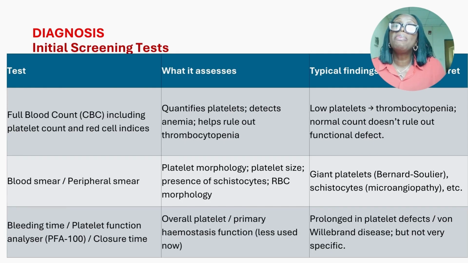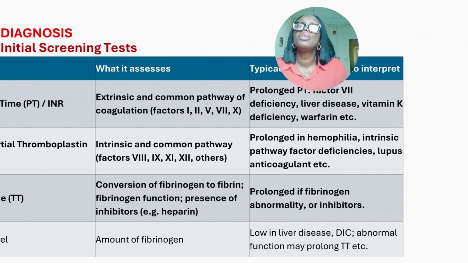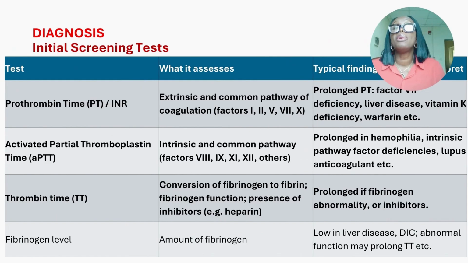Now we have bleeding time test, like I said earlier, that helps us to assess blood function. And then prothrombin time or an international normalized ratio talks about the extrinsic and common pathway. I've mentioned the factors that they assess. The activated partial thromboplastin time test also assesses factor 8, factor 9, factor 11, and then factor 12. And then thrombin time test.